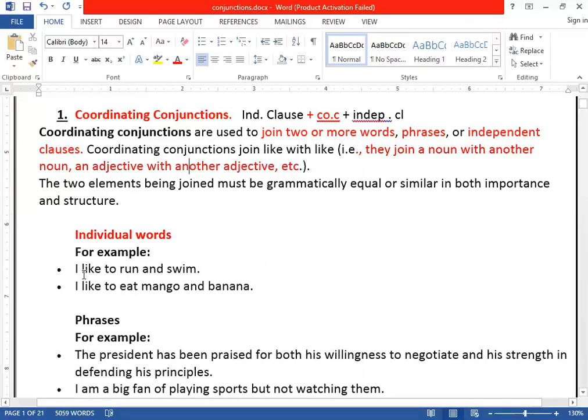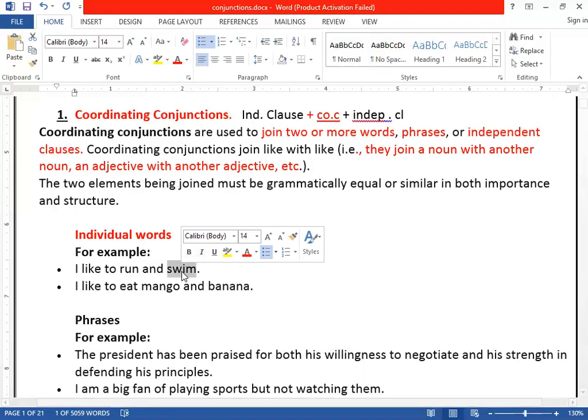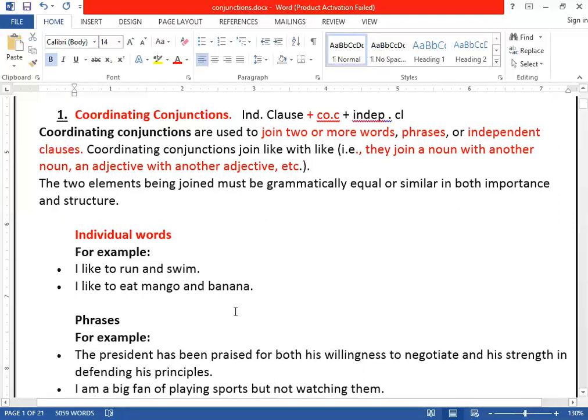Clear? Like number one, I like to run and swim. What is run? It's a verb. What is swim? It's a verb. So both of them are verbs. Let's look at another one. I like to eat mango and banana. Mango is a noun, banana is a noun.